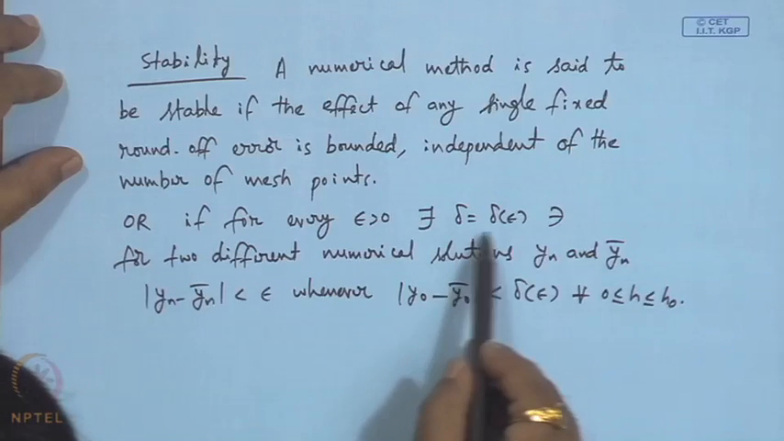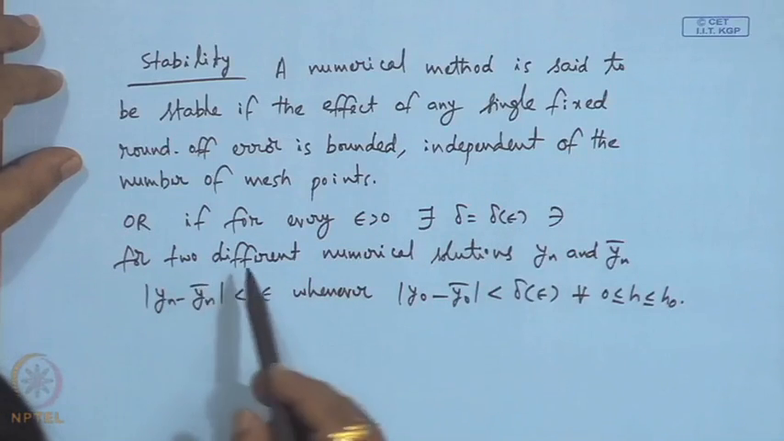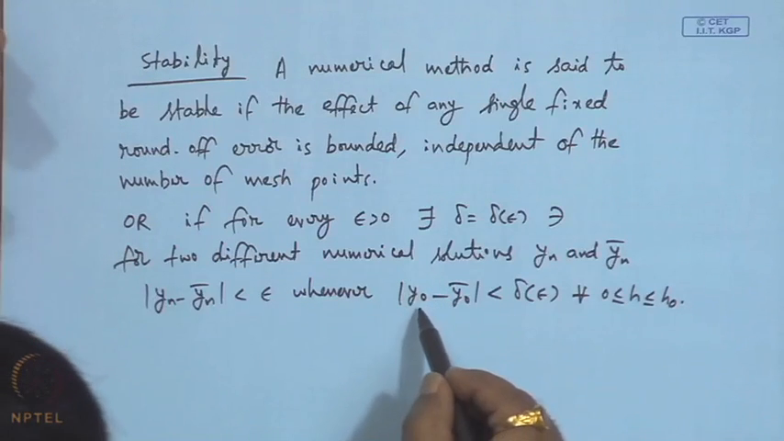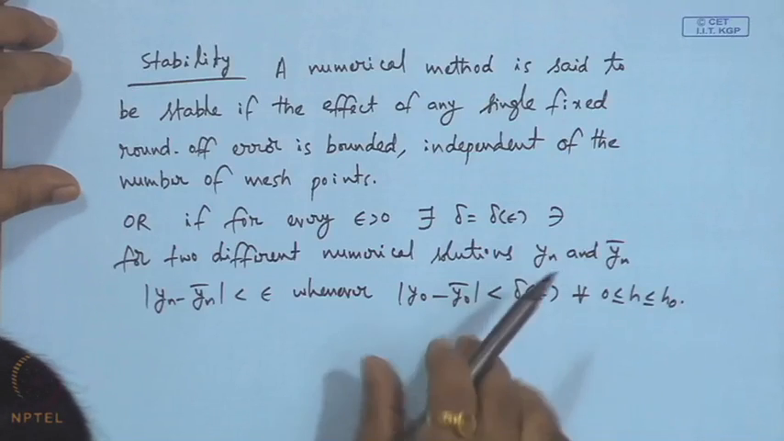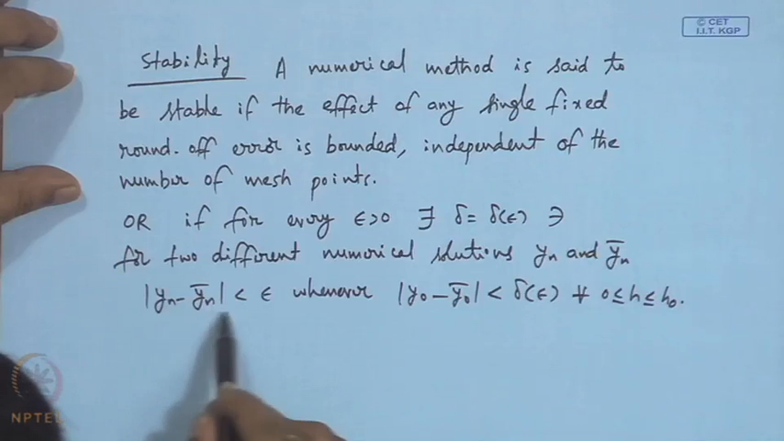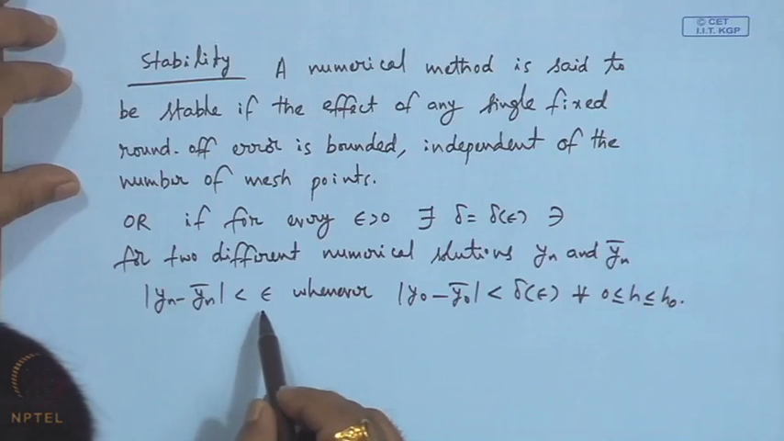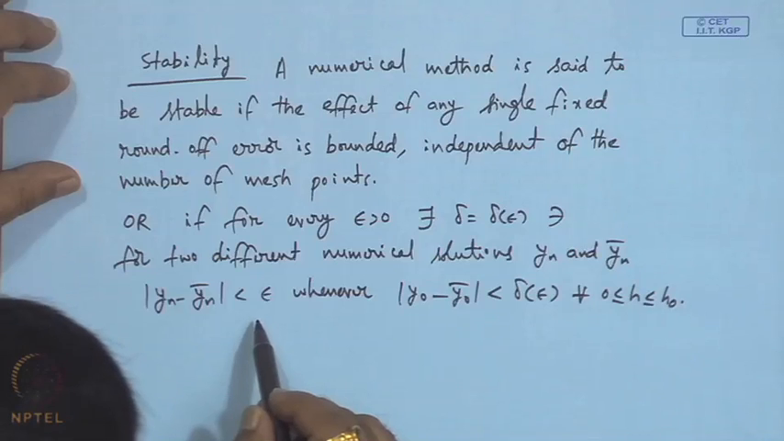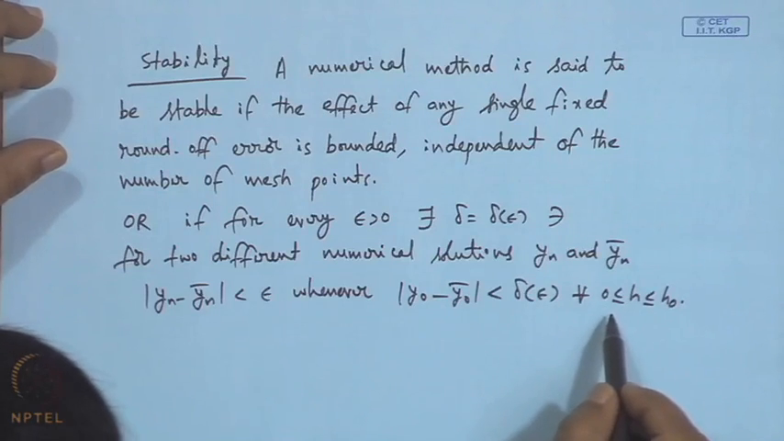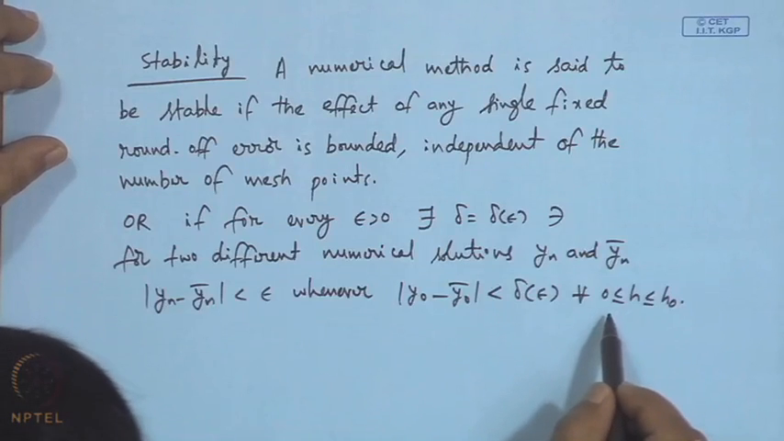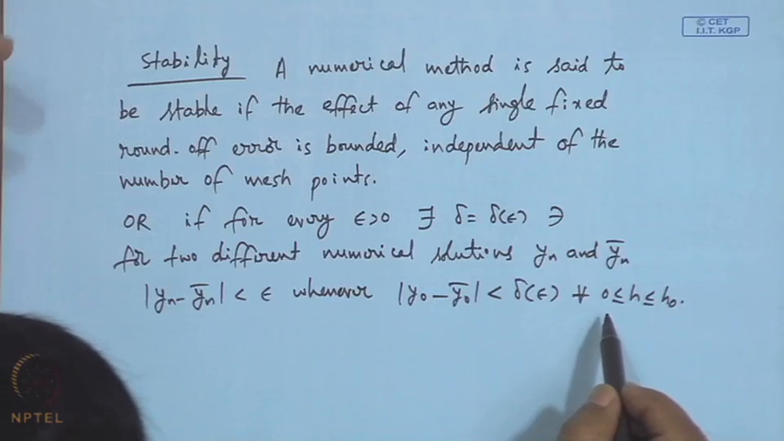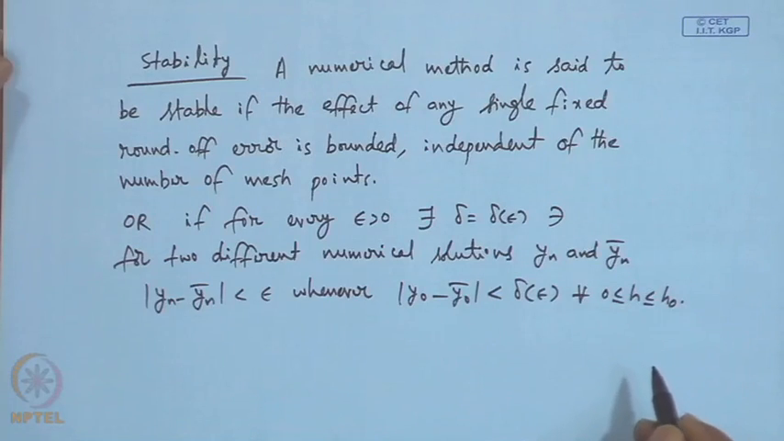For every epsilon, there exists a delta which depends on epsilon such that, so see the scheme is same. We are talking about two different solutions with two different initial conditions. So, now as long as the difference is delta of epsilon, the approximations should not differ by a large quantity, and this must hold independent of the mesh size. Okay.